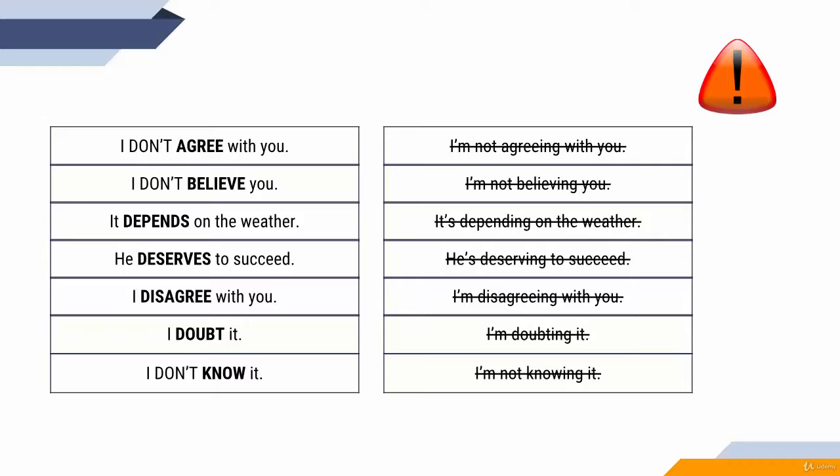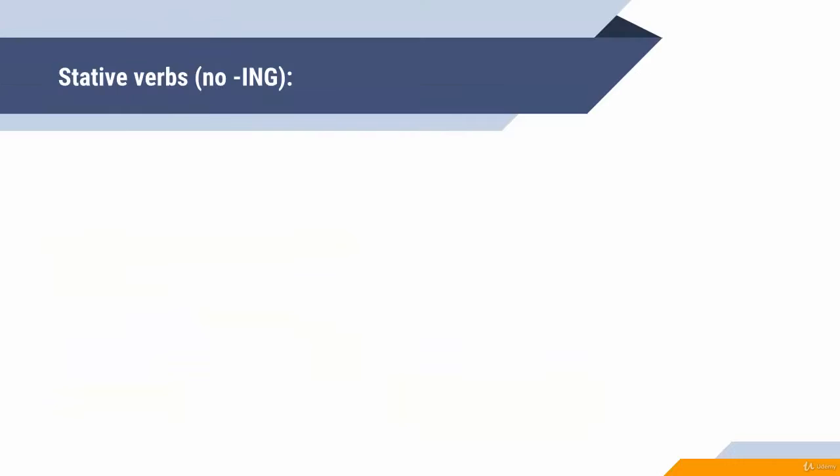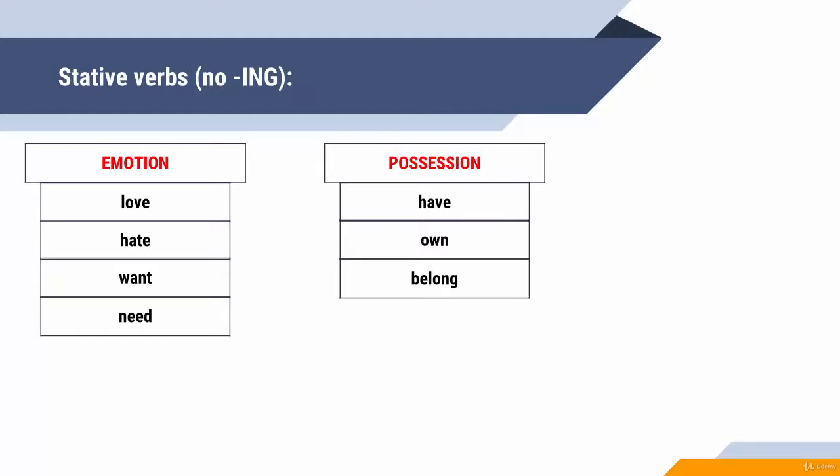Yes, these groups are specific, and yes, they are divided into groups. You can memorize the basic verbs that belong to these groups, but the most important thing is to understand the logic. So look at the verbs: agree, believe, depend, deserve, disagree, doubt, know, understand. It's important to catch the logic, because you can't memorize all verbs in English, right? These verbs that have no ing form or no form in continuous tense are called stative verbs. And these are verbs that express emotion or verbs that express possession.